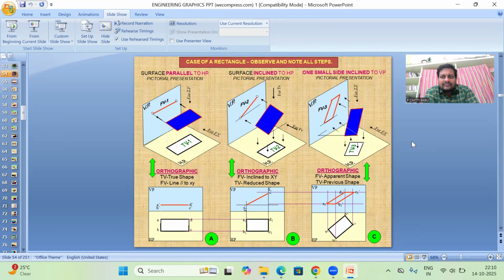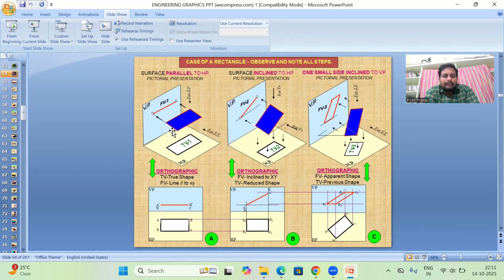Previously we have seen the lines: line inclined to one plane, line inclined to both the planes, line inclined to one plane and perpendicular to the other, line parallel to one plane and perpendicular to another plane, and line inclined to both the planes. We have seen all that. Now we are going to see the projection of the planes.